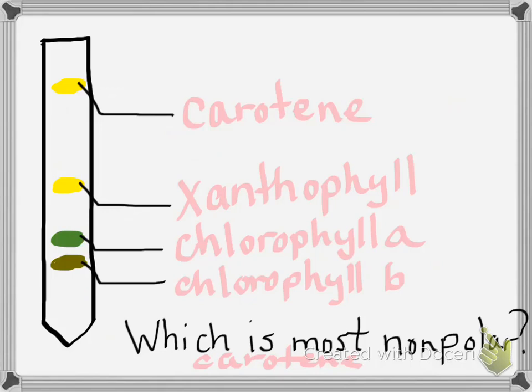Carotene's first, xanthophyll second, chlorophyll A, then chlorophyll B. Know them in order. I'll give you all the names, but know who was first, who was second, who was third, who was fourth. You have to know carotene was the most nonpolar. Who was the least nonpolar? Chlorophyll B. Everybody okay on that? Chlorophyll B. Super.